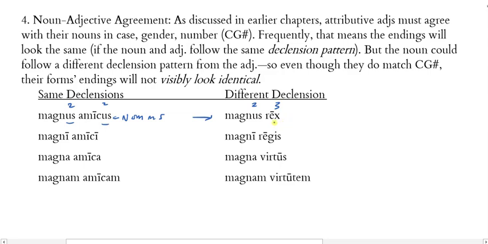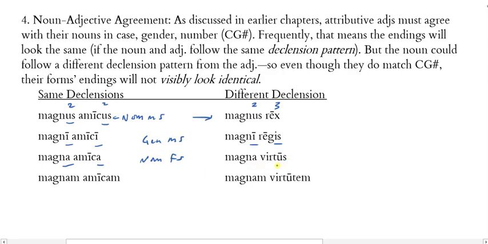Magnus rex. Okay, now for the second set, I have genitive masculine singular. Magni amici: notice that we have both matching form, case, gender, number, and they visibly look the same. But magni regis do have the same case, gender, number, but they don't visibly look the same, do they? And that's because they're following different declension patterns. Magni regis. Magna amica, nominative feminine singular. Notice that they rhyme at the end, they look visibly the same, and they have the same grammatical form too. Magna amica, the good friend, girlfriend.